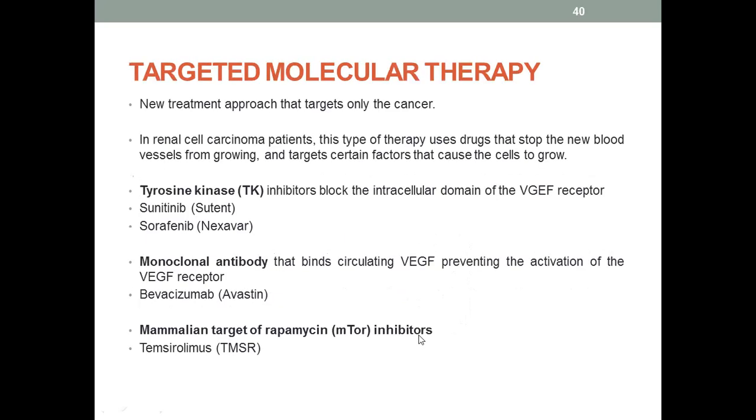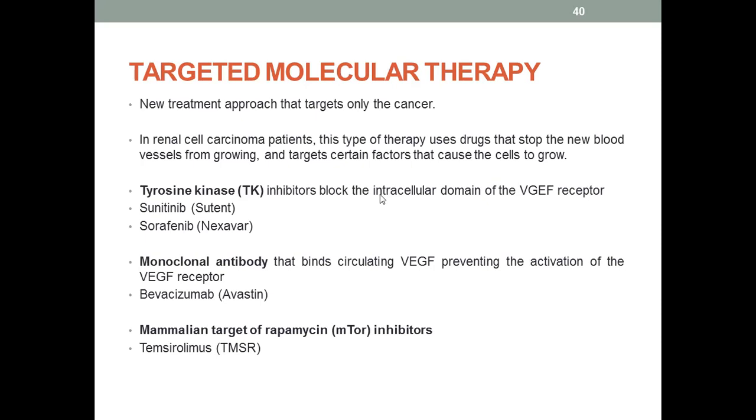There are some results which can be seen in targeted molecular therapy. This is a new type of treatment, and there are 3 groups in it: tyrosine kinase inhibitors, monoclonal antibodies, and mammalian target of rapamycin inhibitors. The basic philosophy of using these drugs is to stop the new vascularization, because as you know, renal cell carcinoma is notorious for producing factors which promote new vascularity and rapidly spread the tumor.